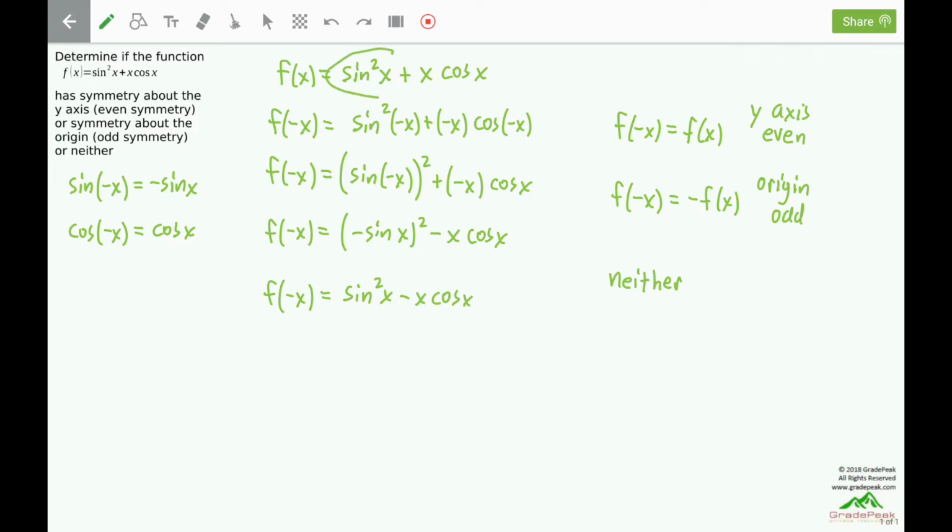Comparing this to the original, the first term has the same sign as the original, and the second term has the opposite sign of the original. Therefore, f of negative x is not equal to f of x, nor is it exactly the negative of f of x, and it will have neither symmetry.